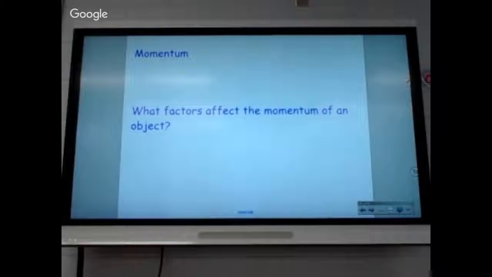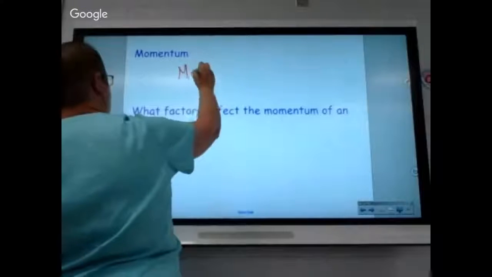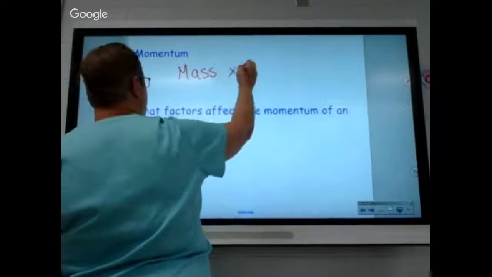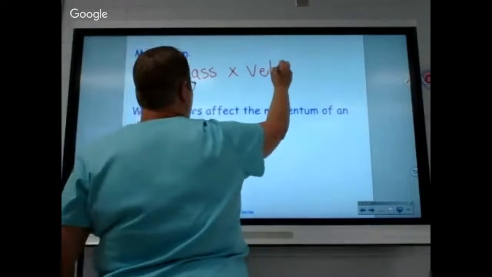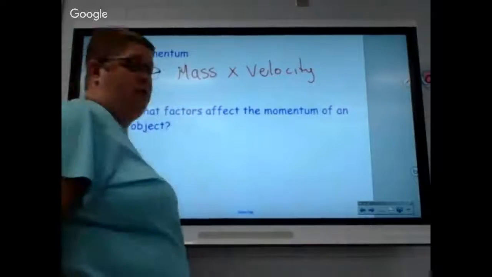All right, let's talk momentum for a minute. Momentum is a word that y'all probably heard maybe in driver's ed. Yeah, or in another science class. Okay, momentum is defined as mass times velocity.